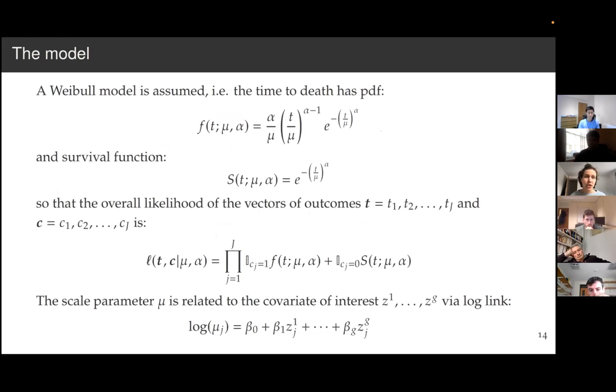I have chosen to start with fitting a Weibull model, which is usually adopted for survival data. We are modeling the time to death with this density function here, and the time to censoring for the people who survived with this survival function here. I've chosen a Weibull model because among the parametric survival models, it's quite simple, but still quite flexible. It only has one scale parameter and one shape parameter.